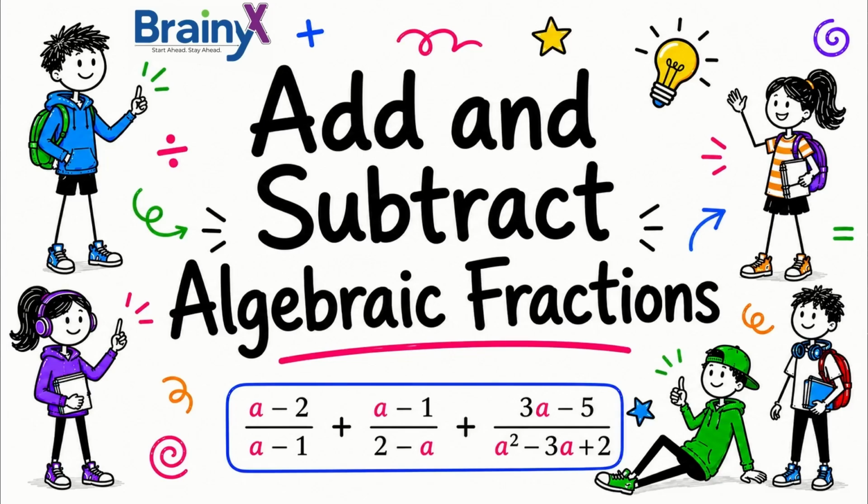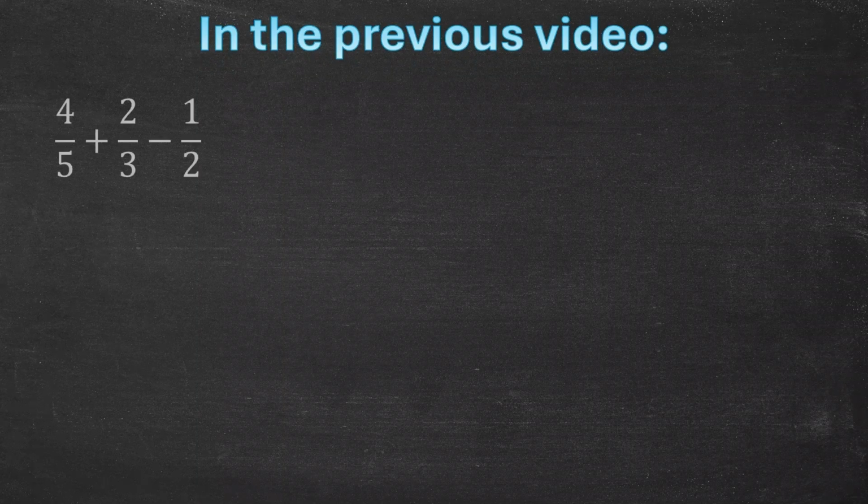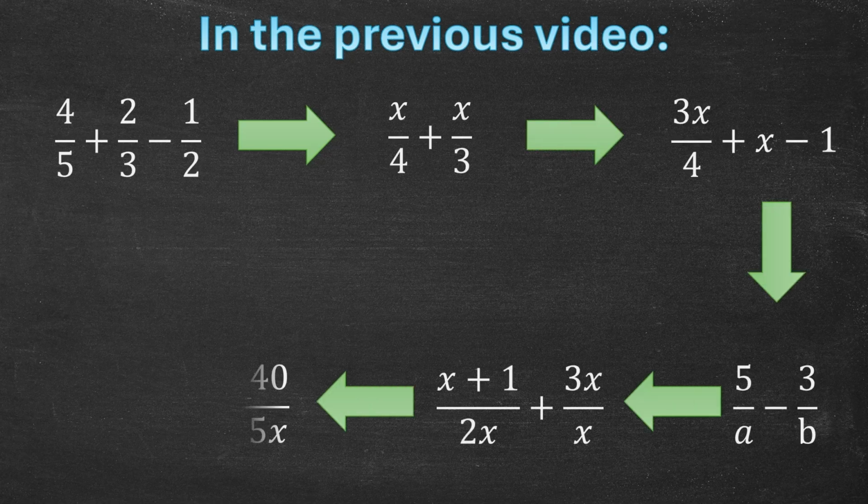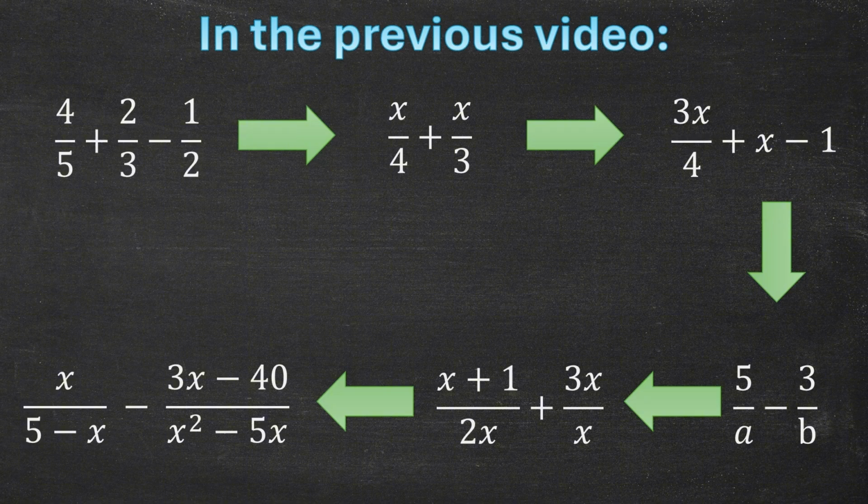In the previous video, I introduced you to adding and subtracting algebraic fractions. We started with ordinary fractions, where we only worked with numbers. And from there, we moved on to algebraic fractions with variables. And then we ended with an example where we first had to factorize the denominator before finding the LCD.